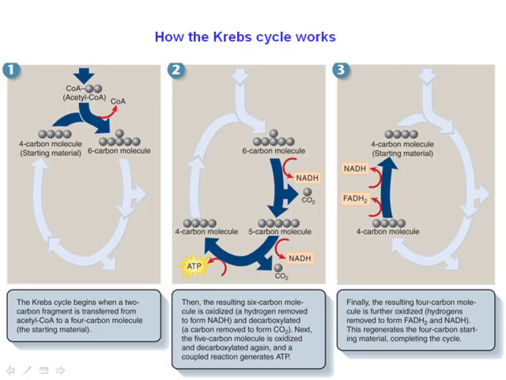So how exactly does the Krebs cycle work? Well, number 1, you're going to have acetyl-CoA, which came from pyruvate oxidation, enter what is called the Krebs cycle. The Krebs cycle begins when a 2-carbon fragment is transferred from acetyl-CoA to a 4-carbon molecule, which is called the starting material.